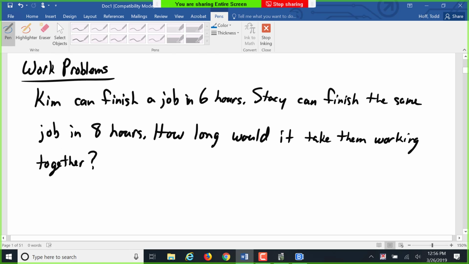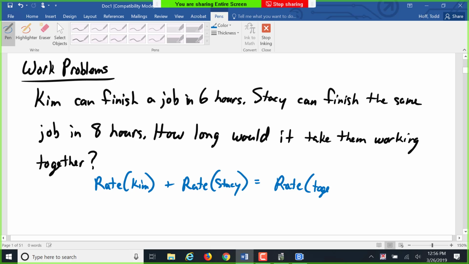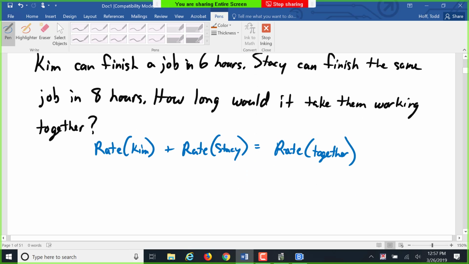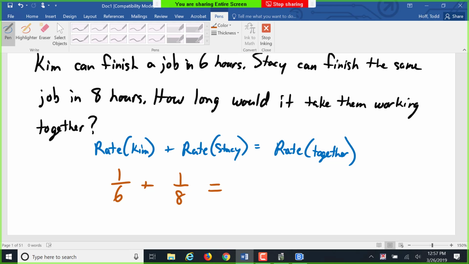So the rate at which they work, the rate for Kim plus the rate for Stacy would equal their rate together. So Kim's rate is one job in 6 hours. So 1 divided by 6. 1/6 of a job per hour. What would Stacy's rate be? 1/8. One job in 8 hours. We want to know their rate together, or how long it would take together. Well, that rate would be one job divided by x, however long it takes them working together.